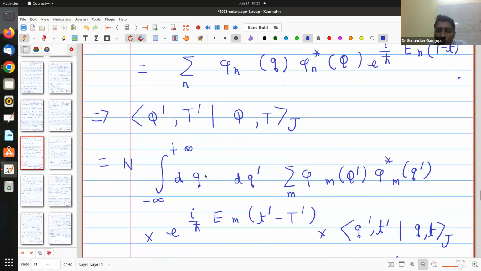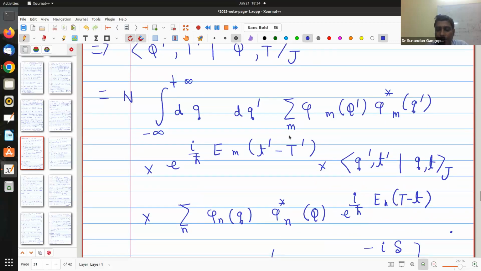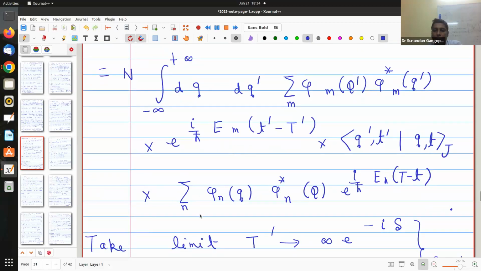And if we plug in all the expressions here, the result for this particular object, which we are after, is basically equal to this. And this is the point where we take the limit capital T prime to infinity times e to the power of minus i delta. So this is the thing that we do here. Now it would have been nice if I had a big blackboard here, but I shall try to write it over here. I hope it is visible.